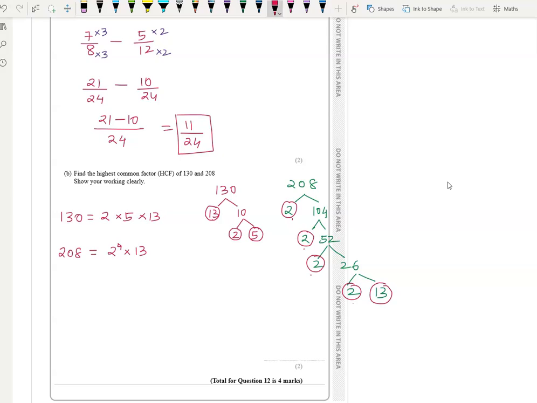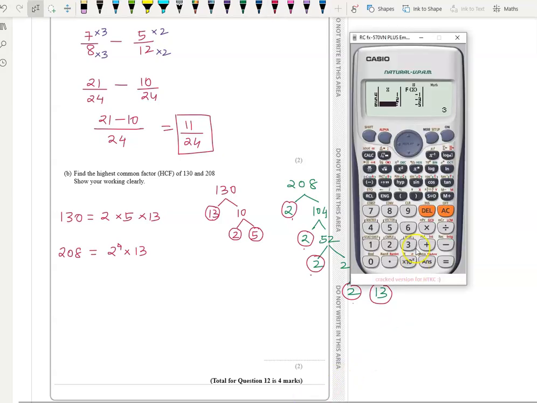Now an easy way to get these values is to go to your calculator. Type 130, press equal, then press shift and press the button below the square root where fact is written. It gives me the product of primes, which is 2, 5 and 13, the same as here. Let's check for 208. Type 208, press equal, shift and press fact: 2 power 4 times 13.